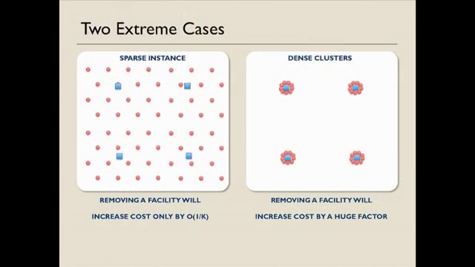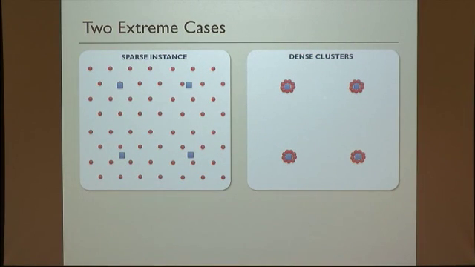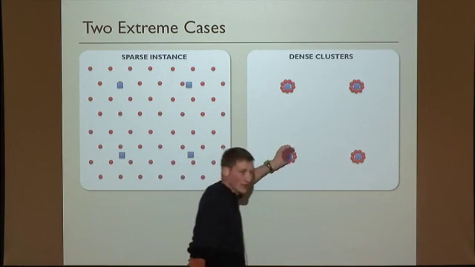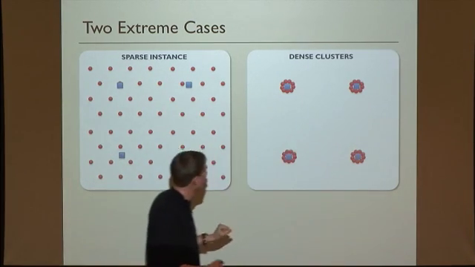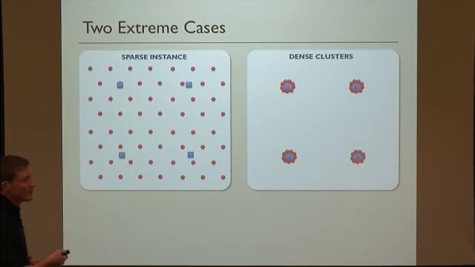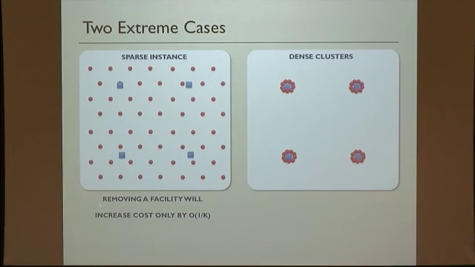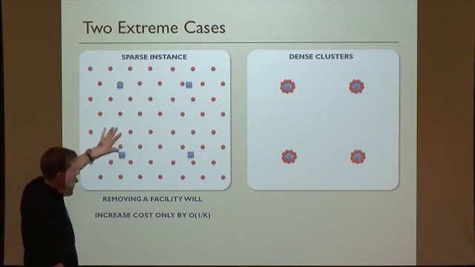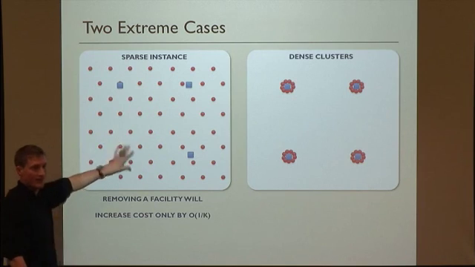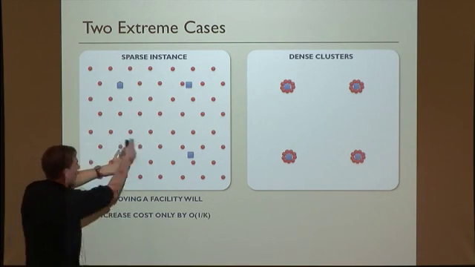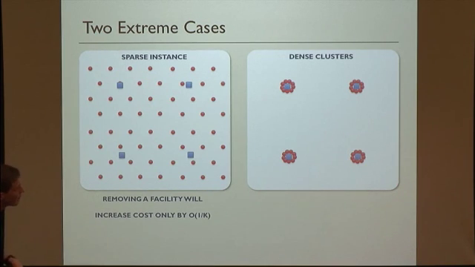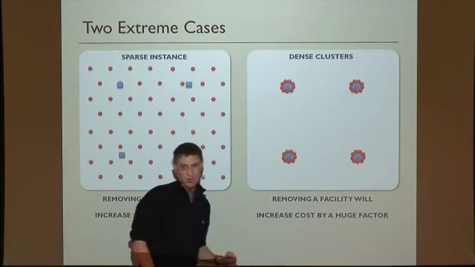So that is the two extremes. We have a very sparse instance where no clients are too concentrated. And then we have the dense clusters, as you could see in the integrality gap instance, where we have clients that have connection cost 0 to facilities. So clearly, if we can open 4 facilities here, it has a much lower cost than if we can only open 3. If we remove one facility in the sparse case, we will increase the cost by maybe a factor of 1 over k. Some guys will be unlucky, but they will be rerouted. But if we remove one here, then we will increase the cost with a huge factor.